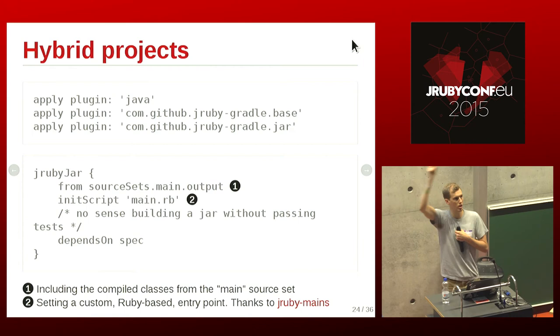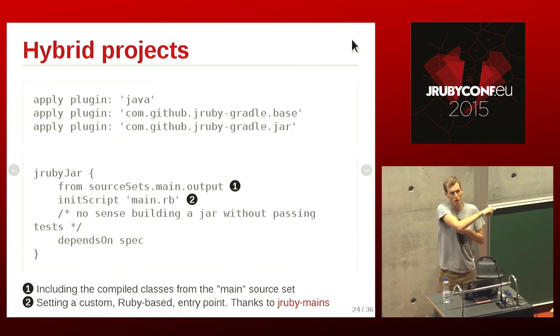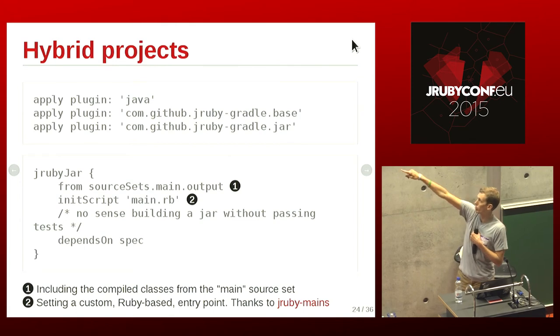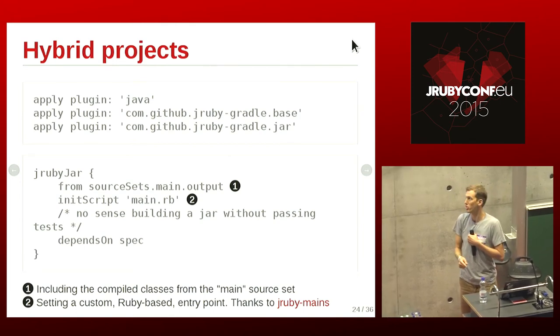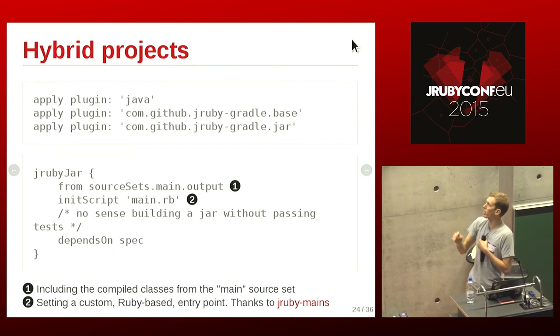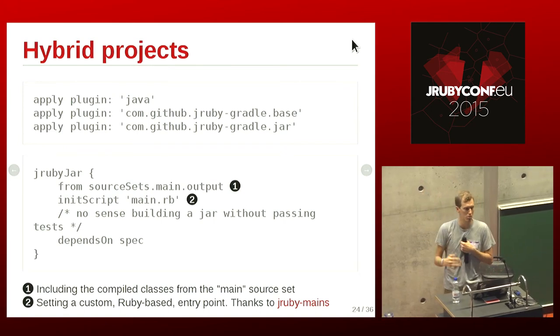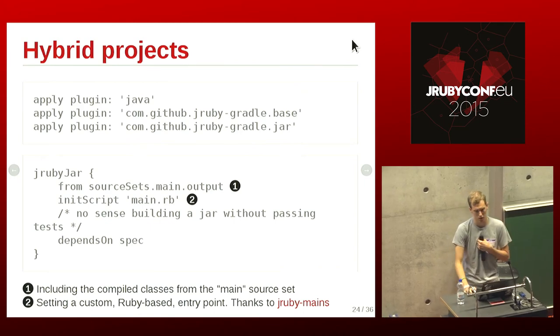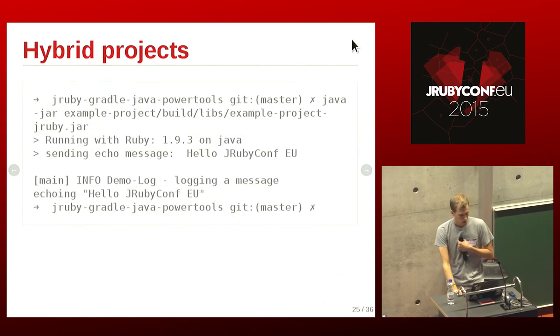So spec depends on classes. So I've got to be able to build all my Java code to run this. And then our actual jar task depends on spec. So I've got to be able to pass all of my tests first. And then provided all of that works together, I get a jar artifact that will be produced at the end of this that I can then take and run anywhere I want to run.